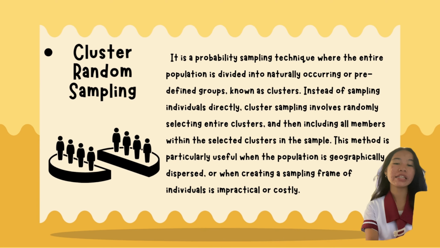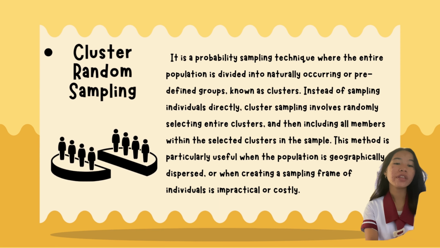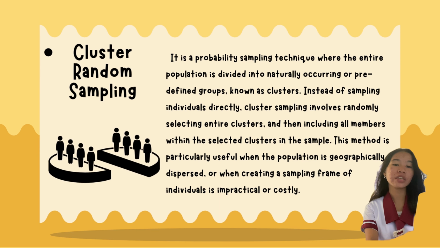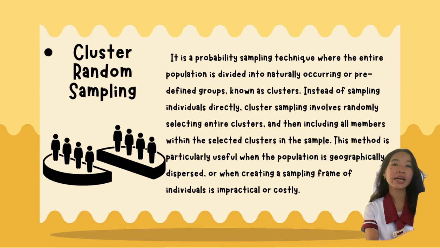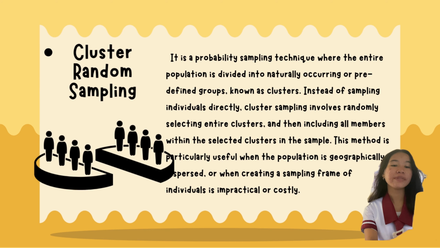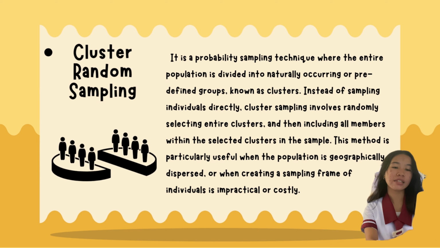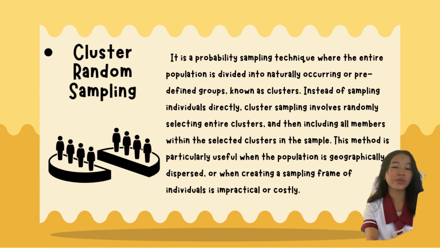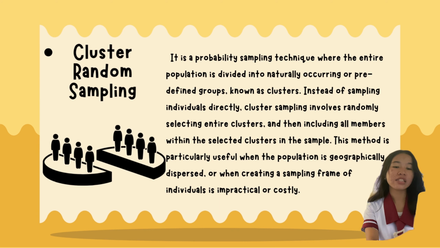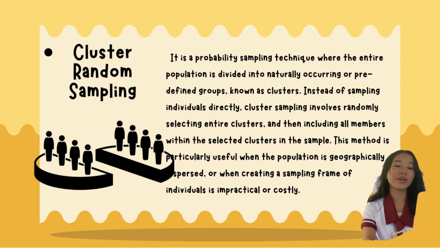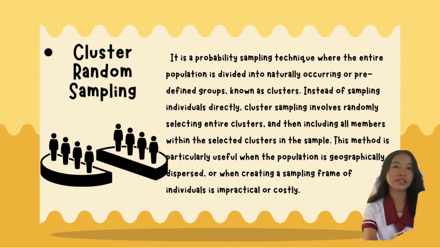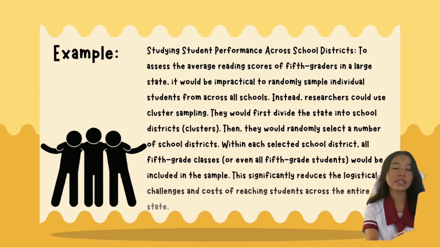Cluster random sampling is a probability sampling technique where the entire population is divided into naturally occurring or predefined groups, known as clusters. Instead of sampling individuals directly, cluster sampling involves randomly selecting entire clusters, and then including all members within the selected clusters in the sample. This method is particularly useful when the population is geographically dispersed, or when creating a sampling frame of individuals is impractical or costly. Example: studying student performances across school districts.